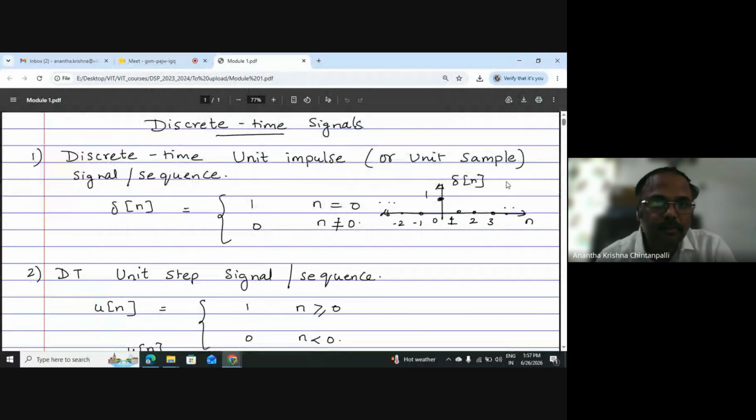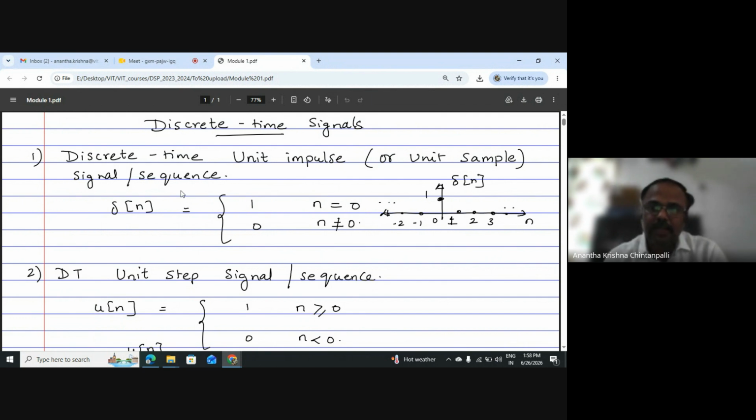So discrete time signals. Okay, so first we will talk about some of the basic fundamental discrete time signals. So the first one is obviously unit sample signal or a sequence. So it's a discrete time unit impulse or unit sample signal or sequence. The reason why I put sequence is just to make sure that student understands the fact that it's not a signal anymore, it's a sequence, because it's a function of n. So n is an integer value. It can take any value going from minus infinity to infinity.